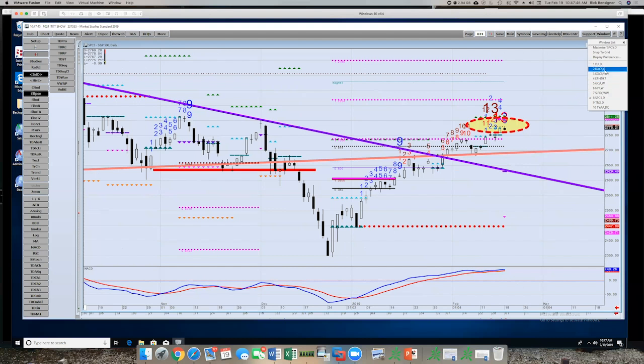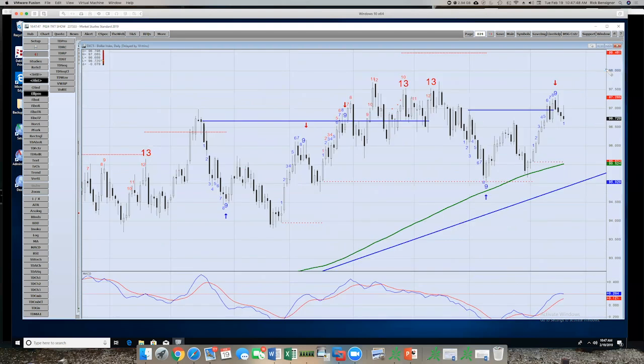And then the other chart we're just going to do very quickly is the dollar index. Notice the multiple 13s. We just ran up to a 9 and have stalled. If you're a bear, you've got about as much as you want to see as far as upside exhaustion, anywhere between 97 and 97 and a half on the dollar.